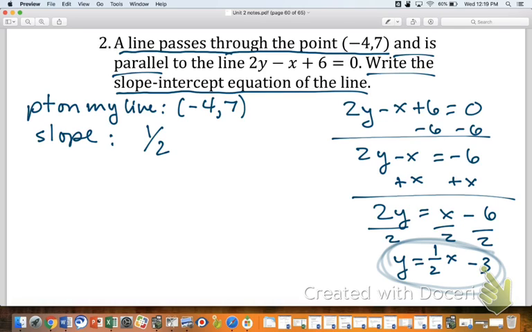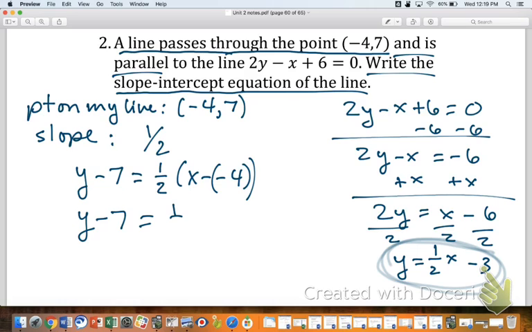I'm going to say, well, point slope would be y minus 7 equals 1/2 times x minus -4. That's point slope. I'll just convert this over to slope-intercept just like we did at the start of this section. So I would start by distributing the 1/2. That would give me 1/2 x plus 2. My last step would be to add the 7 over. Y equals 1/2 x plus 9.